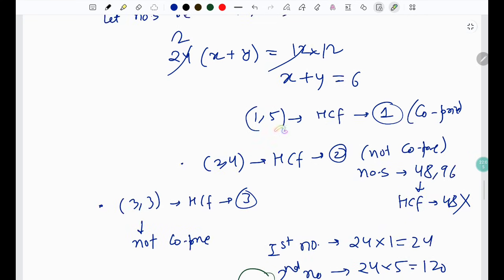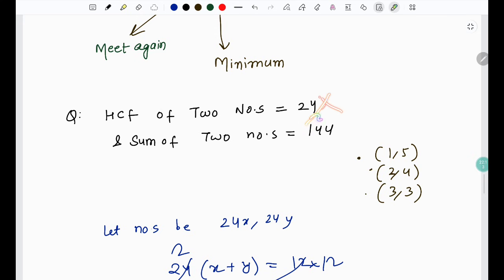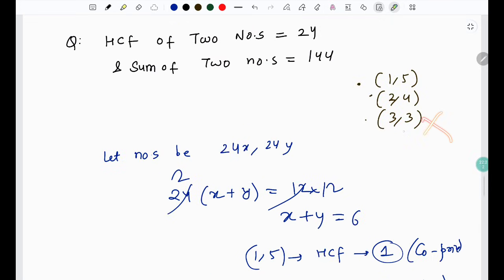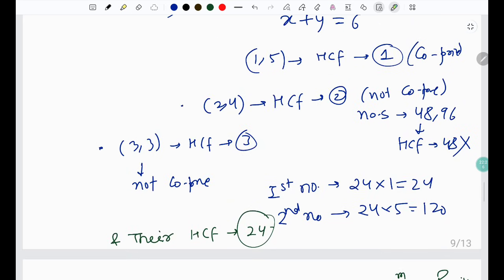Let us see. For 1 and 5 the highest common factor is 1 and they are co-prime. For 2 and 4 the highest common factor is 2, so the highest common factor is not 24, so this is not correct. For 3 and 3 the highest common factor is 3, so this is also not going to be correct, so the correct answer would be 1 and 5. Now what were the numbers? The first number was 24 times 1, that is 24. The second number was 24 times 5, that is 120, hence their HCF is 24.